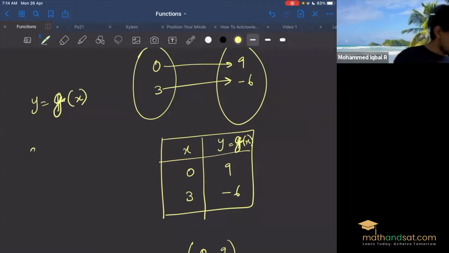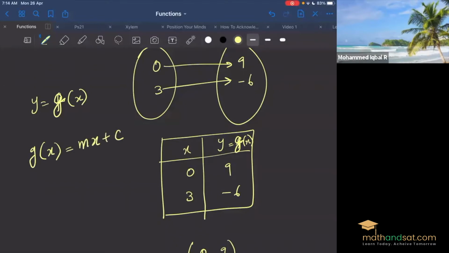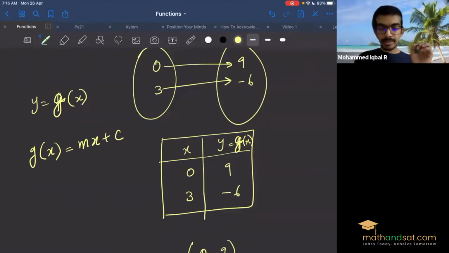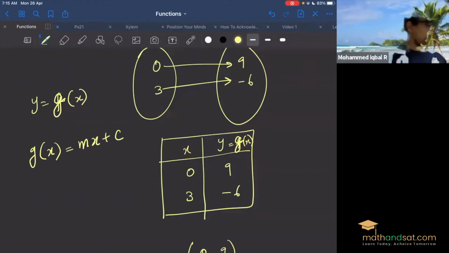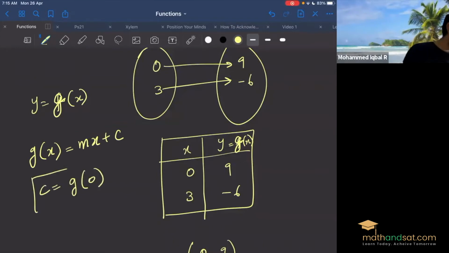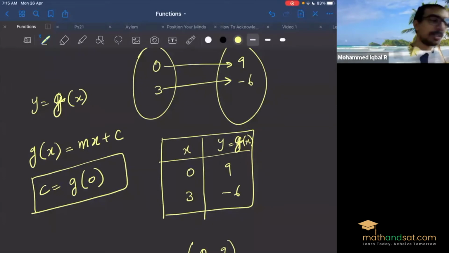Now, if you know that this is a linear function, you can always represent it as mx plus c. We have already talked about the significance of m and c. What is the significance of c? The significance of c is simply the output when your input is 0. C is nothing but the output corresponding to 0 input.